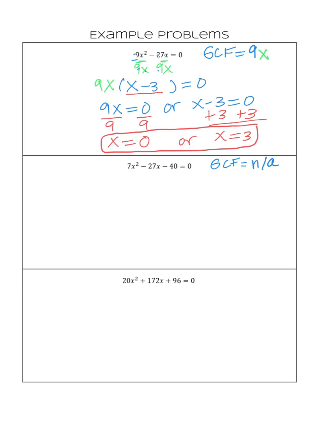We don't use a greatest common factor of 1, because 1 goes into every number. So now we're going to just go ahead and do regular factoring. So I'm looking for factor pairs of 7x squared and 40 that will somehow get me to negative 27. 7x squared is x times 7x, and 40 could be 1 times 40, it could be 2 times 20, it could be 4 times 10, it could be 5 times 8.